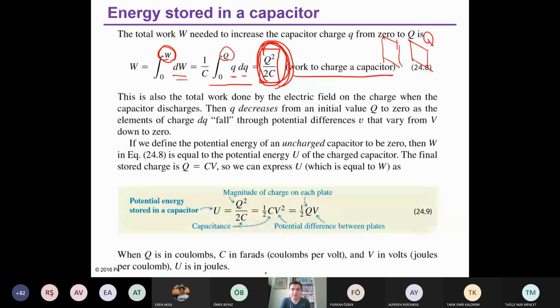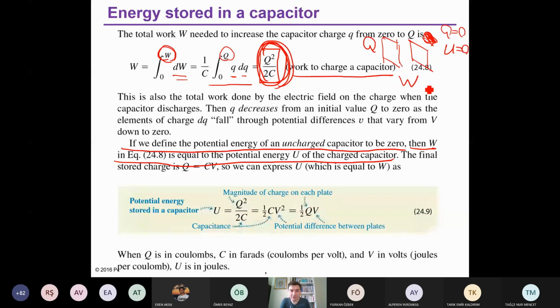Okay, so if we define the potential energy of an uncharged capacitor to be 0, just consider at the beginning the potential energy of the capacitor is 0 because charge is 0. Then the work is equal to the potential energy of the charged capacitor. So after a certain time, we totally charge the capacitor, and in order to charge the capacitor, we have done this work, and then this work is equal to the potential energy stored in the capacitor.